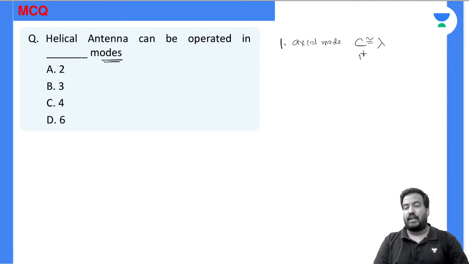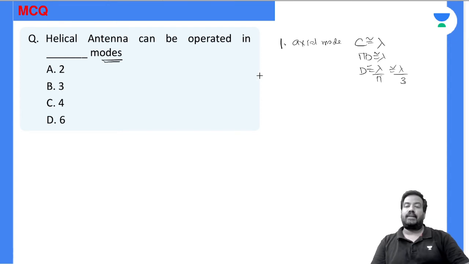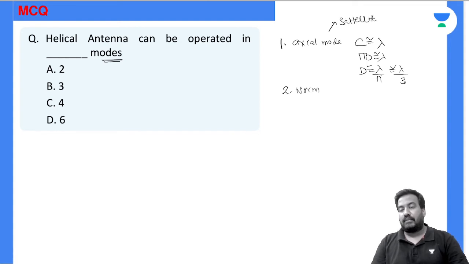Circumference is approximately equal to lambda, or pi d is approximately equal to lambda, or diameter is approximately equal to lambda by pi, or approximately lambda by 3. It is axial mode. In normal mode, these are used in satellite communications and other space probe communications.